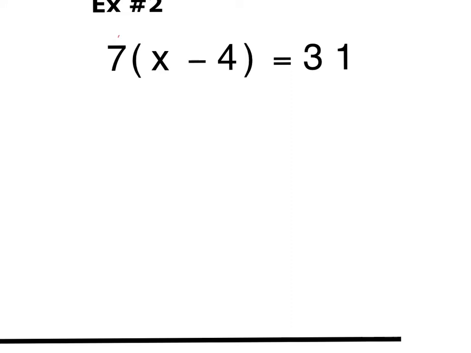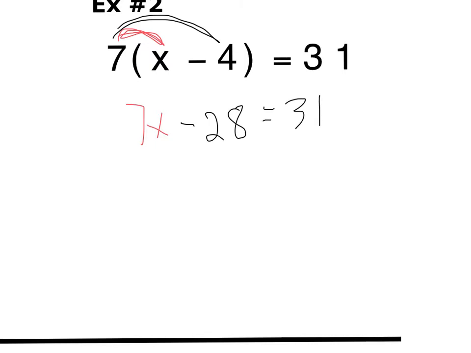Okay, so we have 7 times x, or 7x. And then 7 times negative 4. Remember, you have to keep that negative in there. And 7 times negative 4 would give us negative 28. And then just go ahead and finish writing our equation.